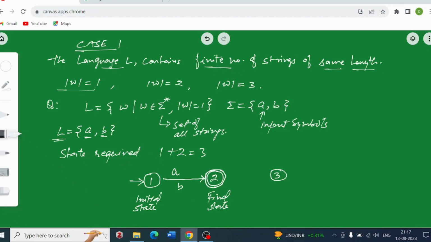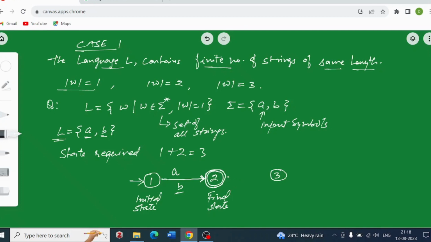Similarly, if the input string is B only, it is reaching from the initial state to the final state, which implies that the string B of length 1 is being accepted by this automaton.